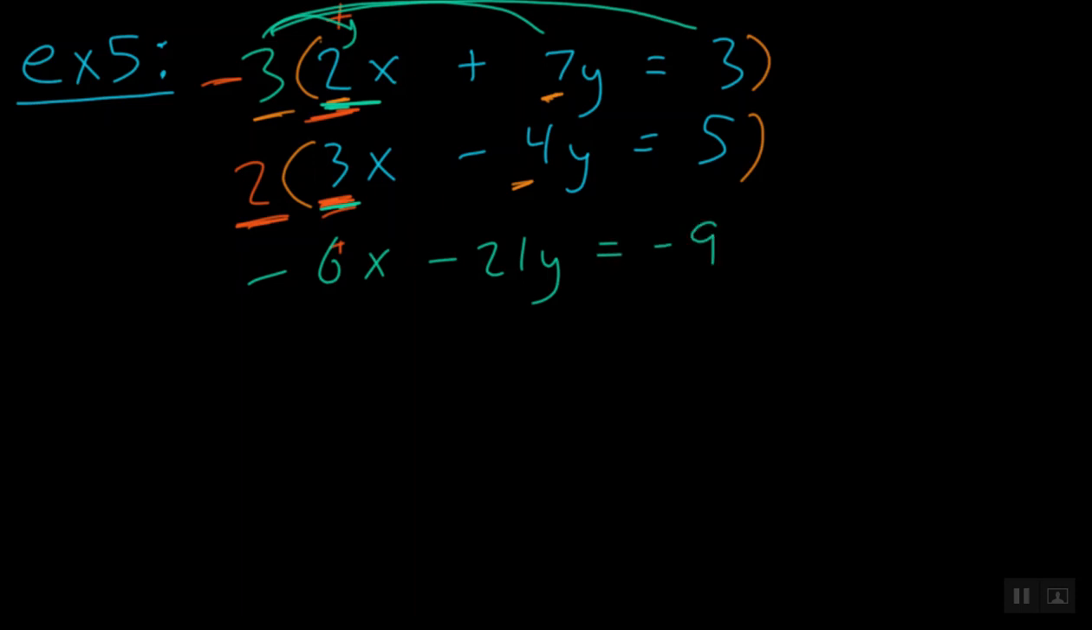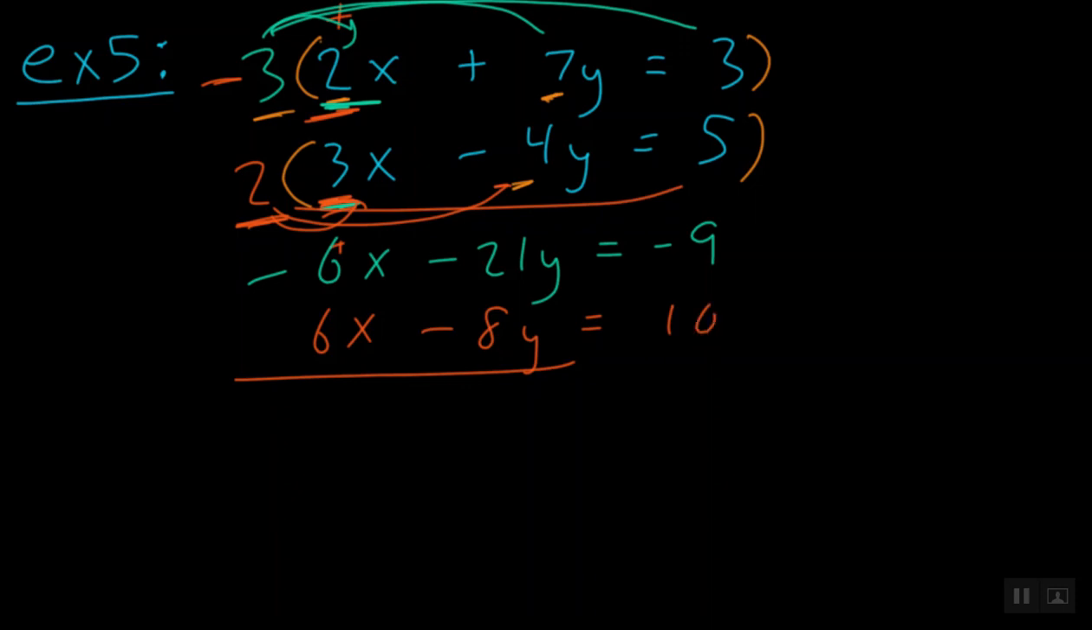Okay, down here in this reddish orange, we have 2 times 3x, which is 6x. Notice these two things are going to cancel now. We have 2 times negative 4, which is negative 8y. And lastly, we have 2 times 5, which is equal to 10. Okay, negative 6x plus 6x is a zero pair. And here, negative 21y and negative 8y is actually negative 29y. And negative 9 plus 10 is in fact 1.